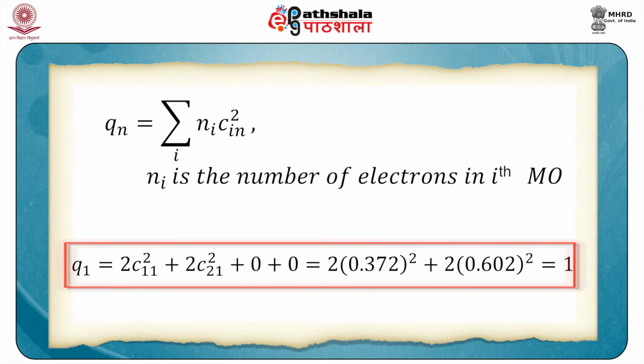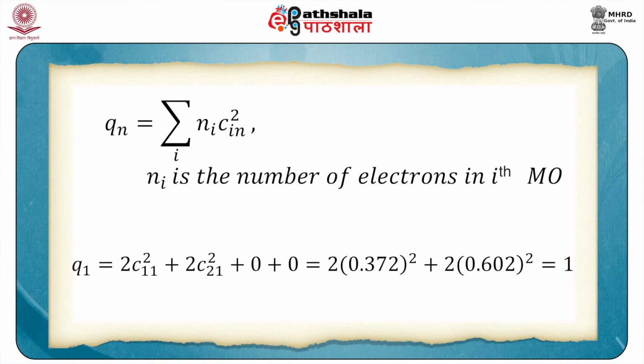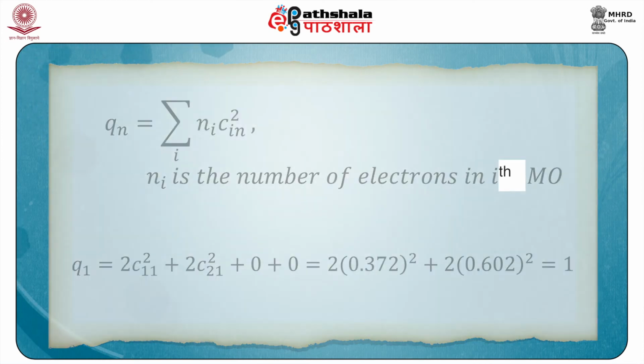Similarly, if you use this expression to calculate Q2, Q3 and Q4 for the other carbon atoms of butadiene, all will come out to be equal to 1. That means that all carbon atoms in butadiene have the total pi electronic charge equal to unity.